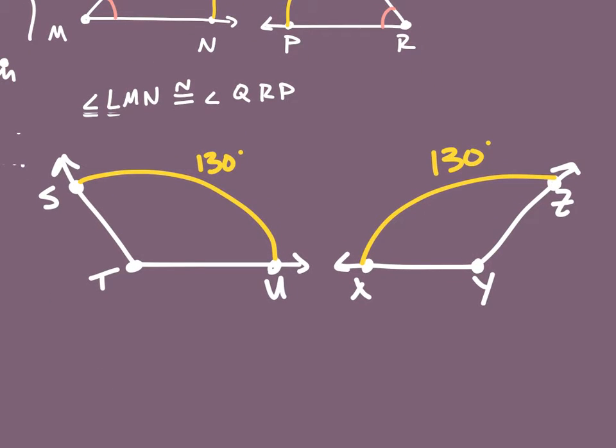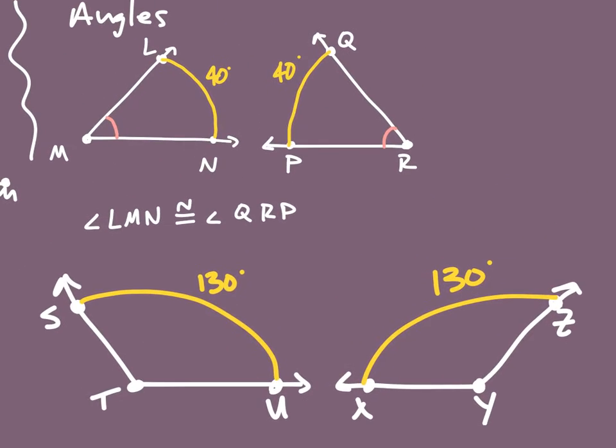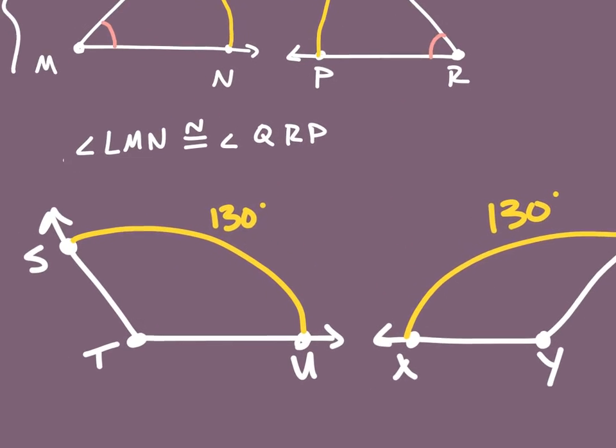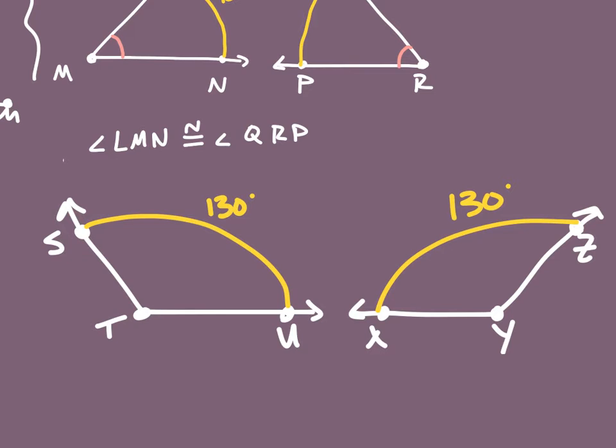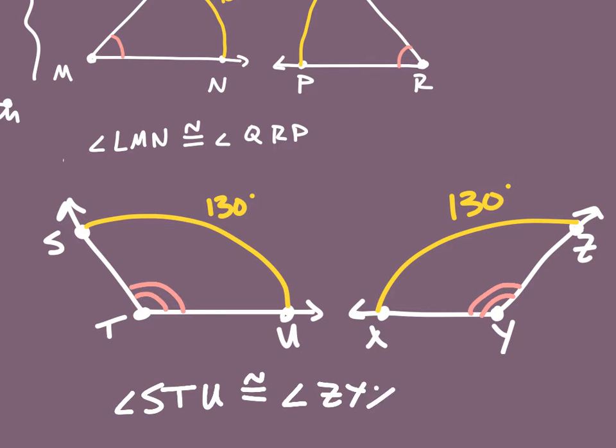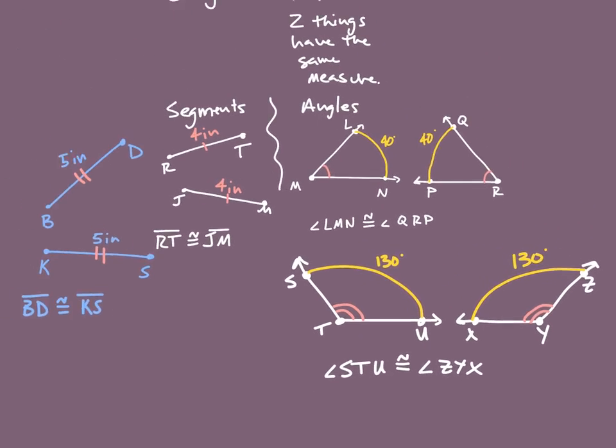If I wanted to distinguish these angles here from these angles here, I would use 2 arc marks to indicate that these are congruent. And so that's how we distinguish that. So I can come in here and say angle STU is congruent to angle ZYX. You can name these a bunch of different ways, but that's just how I'm going to show that.